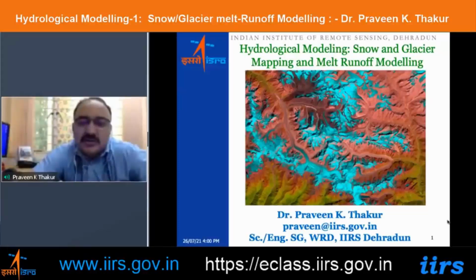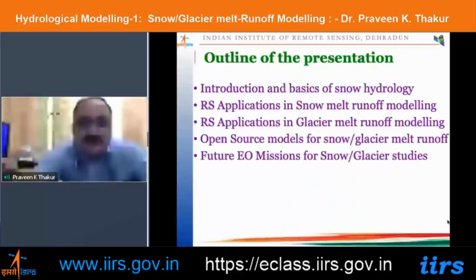And this includes how we can incorporate the melting of snow and melting of glacier ice in our hydrological models. So today in this lecture, we are going to discuss some fundamentals of snow hydrology and how we can use remote sensing for understanding, mapping and monitoring of the snow, and also combine the inputs from the remote sensing derived models and meteorological models for snow melt runoff modeling.